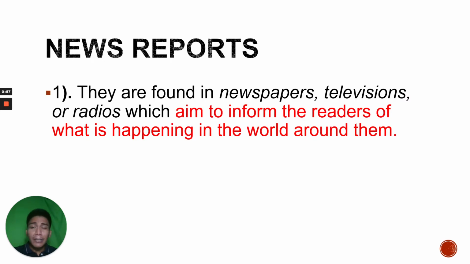Okay, so we have number one is news report. They are found in newspapers, televisions, or radios, which aim to inform the readers of what is happening around the world. So tandaan na, pag sinabi tang news report, ang aim ninda, inform ang mundo. It can be, for example, locally, sa Bicol. It can also be national, sa buong Pilipinas. And it can also be about all around the world. For example, ang nangyayari sa Afghanistan.